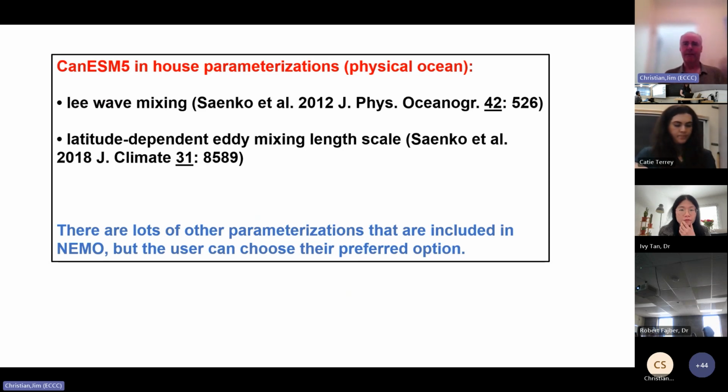So Oleg has published papers on these parameterizations, and these are our main, like I said, in-house parameterizations in CanESM 5. But there's lots of other parameterizations that are included in NEMO, and users can choose their own preferred options, right? So for mixed layer physics, there's like 3 or 4 different options. So if you want to work with CanESM 5, you don't necessarily have to use the same ones that we did in CMIP 6. It really depends on what your scientific application is.